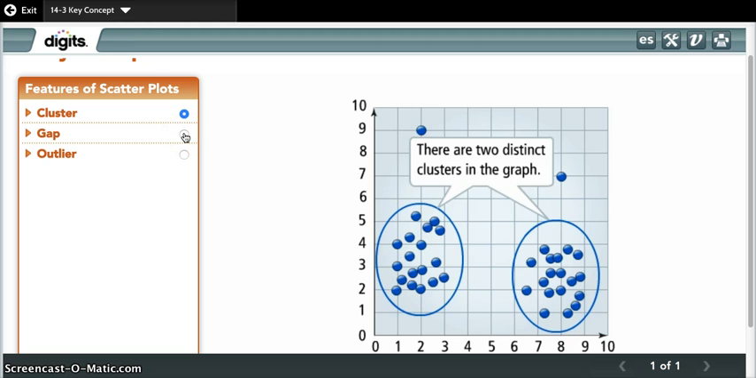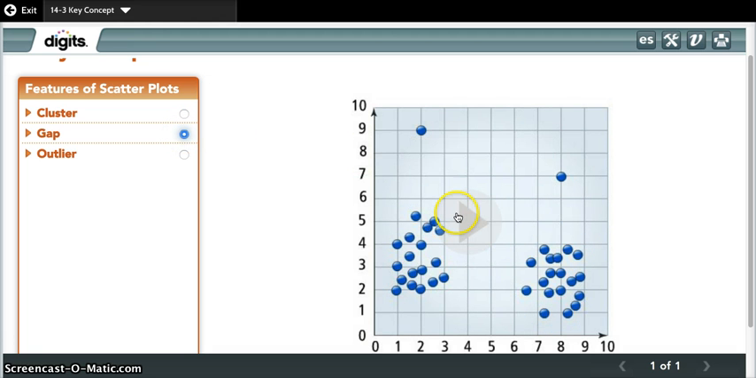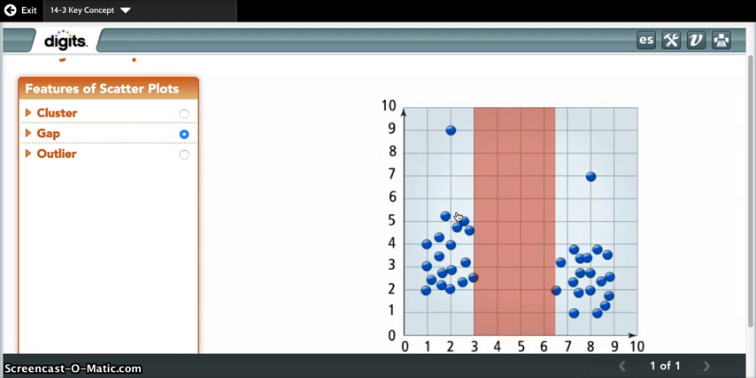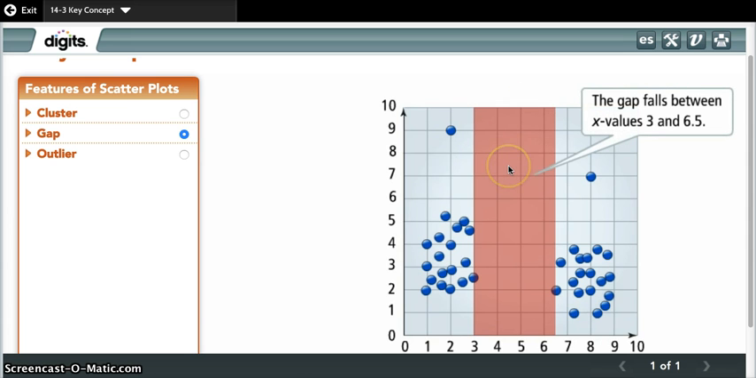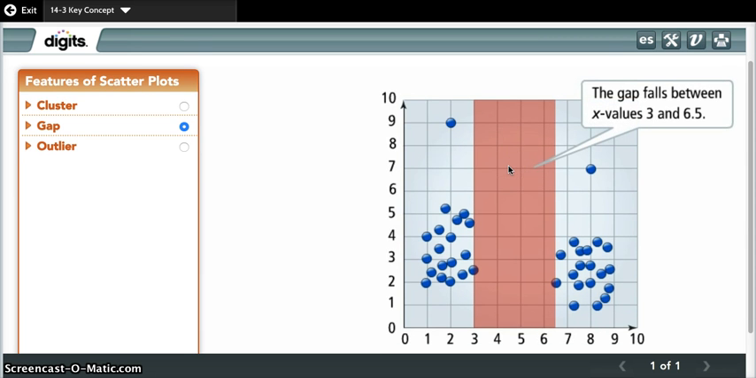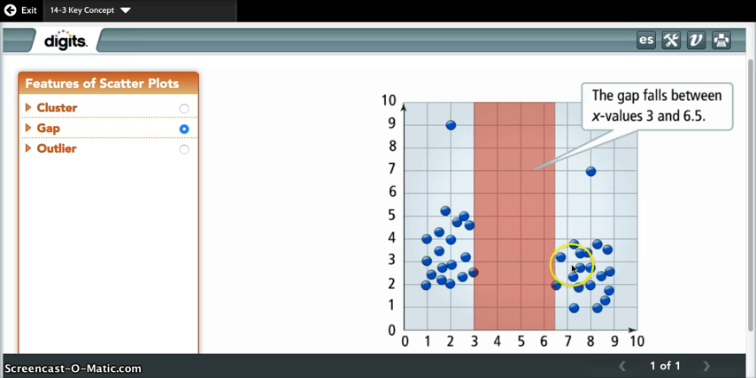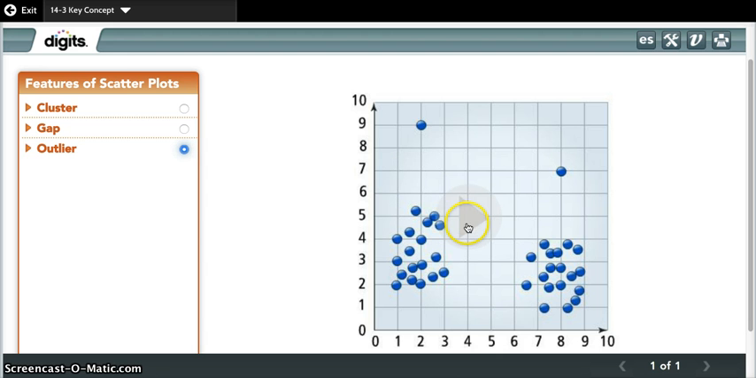Now, just like you would expect, a gap is a gap. Let's go ahead and watch this. The gap falls between x values 3 and 6 and 5/10. So there's a gap between the data here. There's a gap this way. There's also a small gap this way as well, right here. And we're going to talk about these 2 points next. So just so you know, a gap can also exist. And then let's look at an outlier.